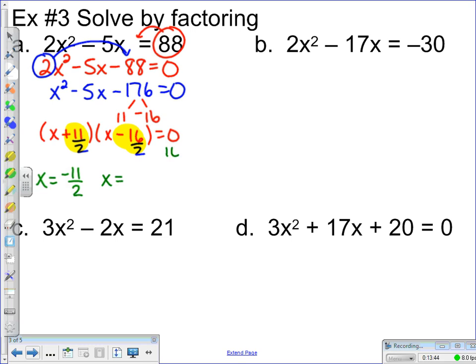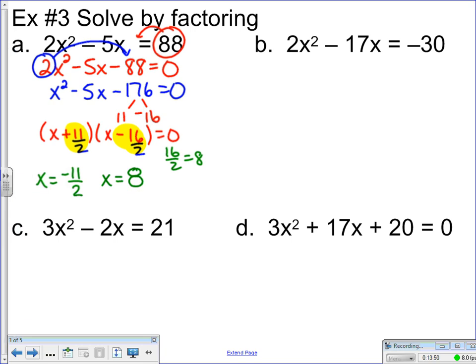And what is 16 divided by 2? It's 8. So your two answers were negative 11 over 2, which you can convert to decimal if you want, and 8. So you don't have to slide it. When you get the two factors in the parenthesis, simply change their sign and write them down as the solution.